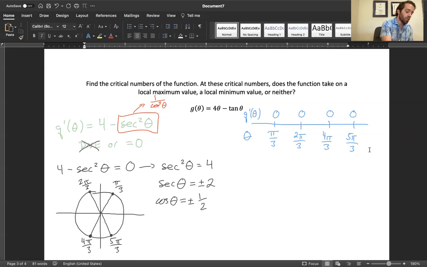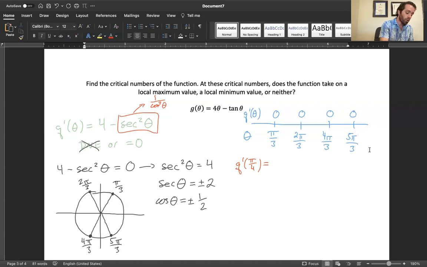So let's look at what happens in between, or to the left of, rather, pi over 3. And I'm going to look at that specifically as being in this range of angle values. So let me look at pi over 4, for example. That's before then. At pi over 4, we've got 4 minus, where can I write this? It's not f, it's g. G prime of pi over 4.